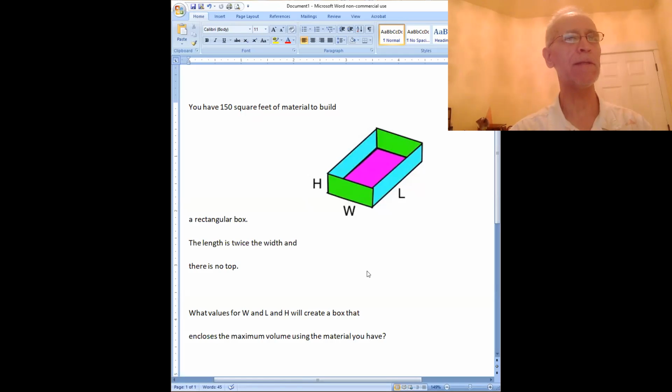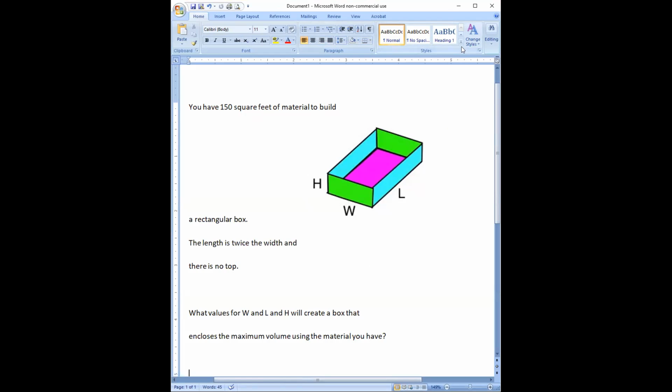Hope you can see it. This problem right here: we have 150 square feet of material to build a rectangular box. The length is twice the width. There's no top. So for what values of width, length, and height can we create a box of the maximum volume? Let me stop sharing that screen, and now I'm going to get my iPad involved.